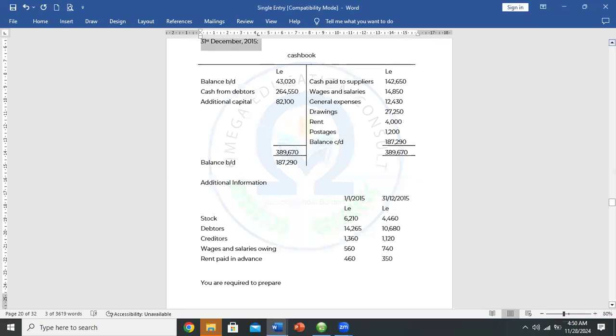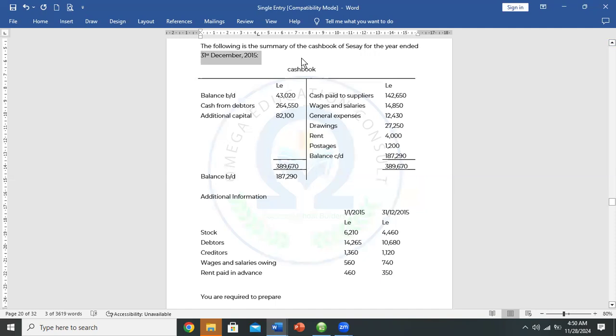So please take your pens, your exercise book. So the following is the summary of the cash book of CC for the year ended 31st December 2015. So that's the cash book and additional information in there, please. You are supposed to prepare the statement of affairs as at 1st January 2015. Please start work. Within 10 minutes, you should finish this for me. Able professors.